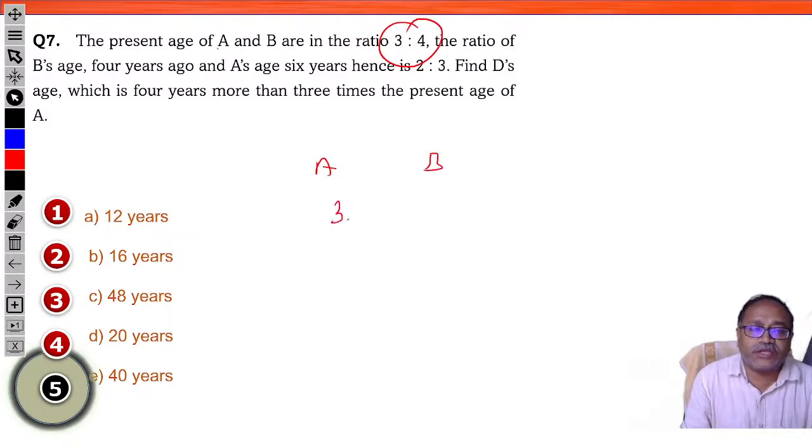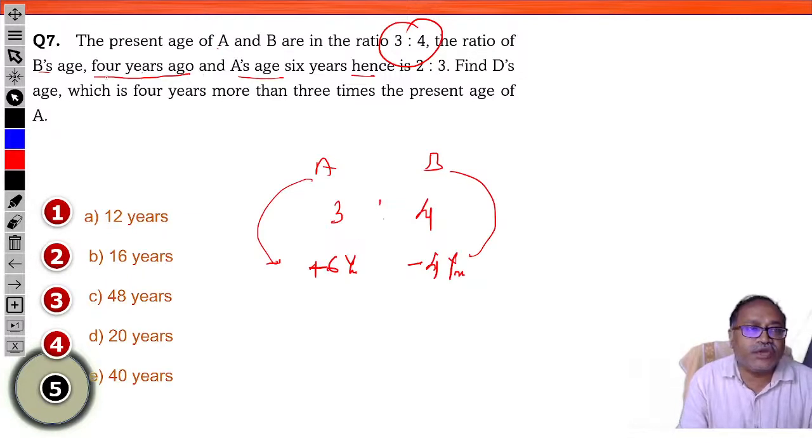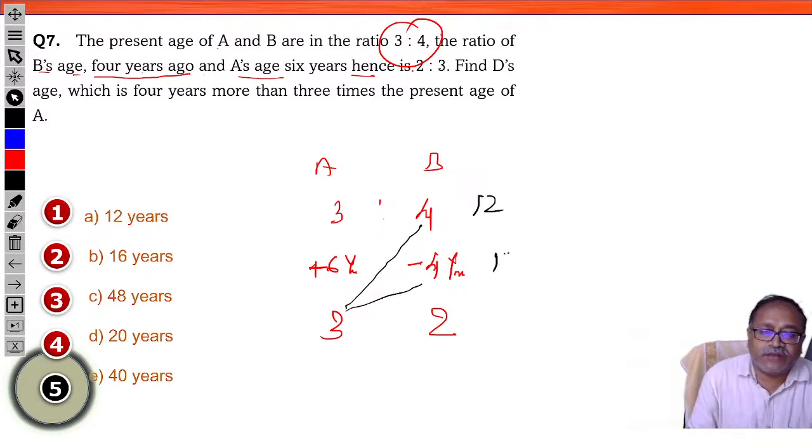This ratio is 3:4. And it says that B's age 4 years ago, so this is B's age minus 4 years. And A's age 6 years hence, this is A's age plus 6 years. And the ratio is, B's age becomes 2 parts and A's age becomes 3 parts. So now I multiply with this 3 and 4, which is 12 years, and here 2 into 3 is 6, and 2 into 6 is 12.